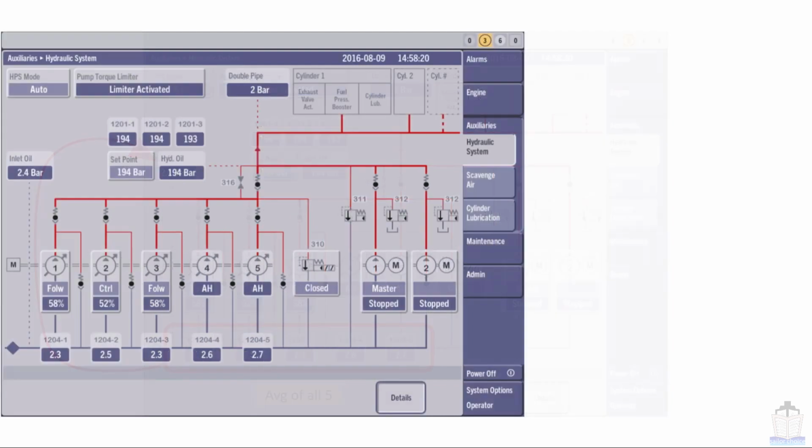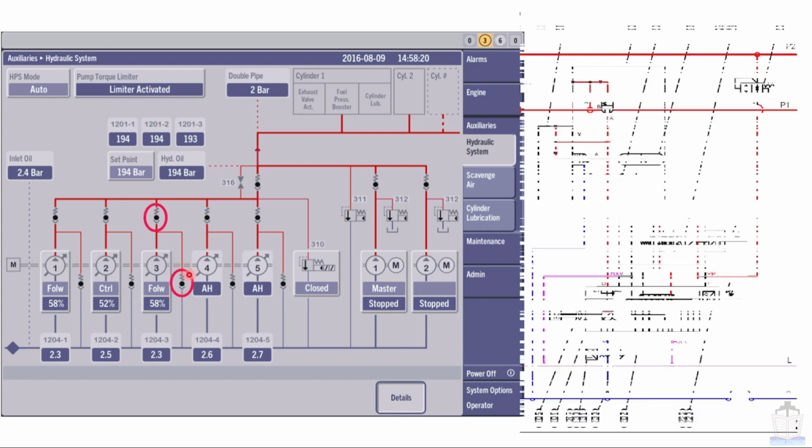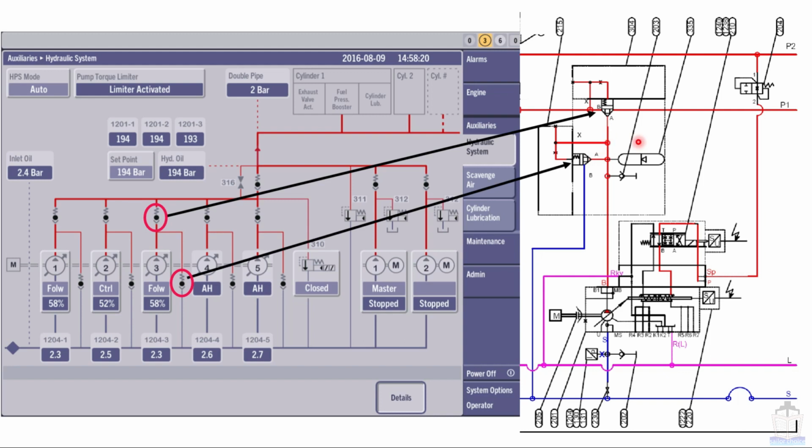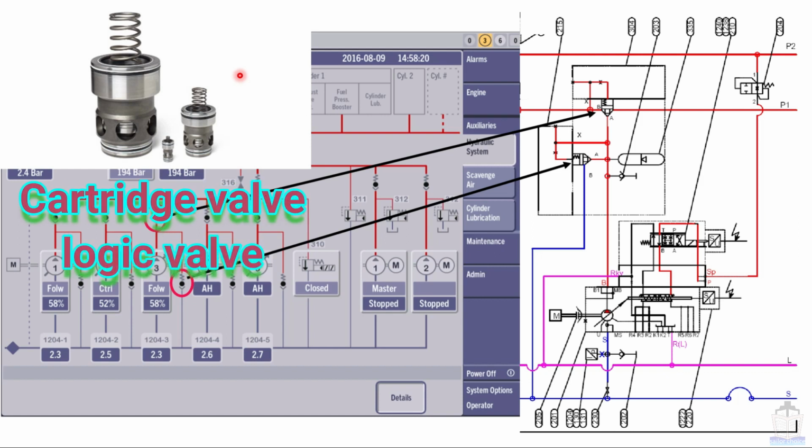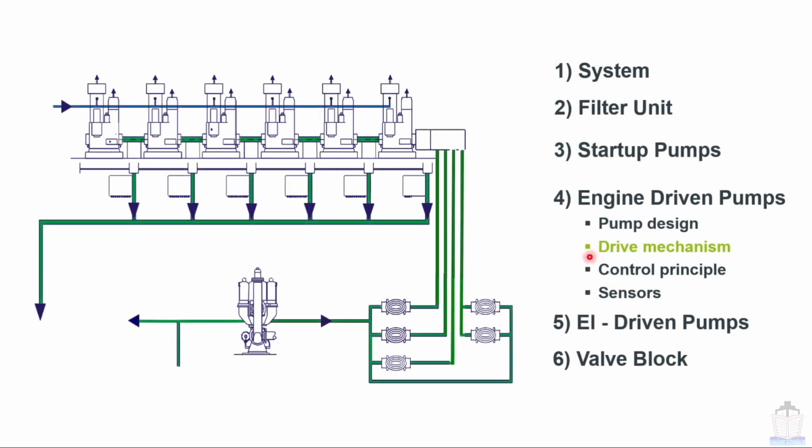Okay, now moving next. Now here I am going to show you how these 2 types of non-return valves look. For that I am presenting one hydraulic diagram. In this diagram, the graphical representation of this valve has been given. But how do they look exactly? They look like this one. This valve is also called a cartridge valve or logic valve. Now moving next. Now we are going to discuss the drive mechanism of the hydraulic system.